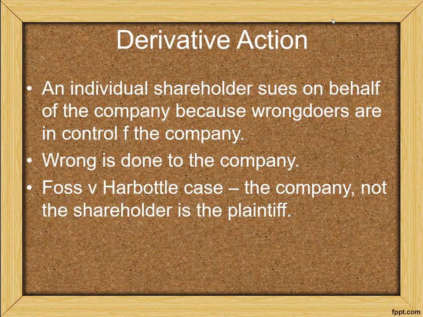Derivative action: an individual shareholder sues on behalf of the company because wrongdoers are in control of the company. So in this case, an individual has been unjustly treated and he cannot defeat the majority shareholders because they are in control. So what he can do is sue on behalf of the company, which means the focus will be on the company's benefit or best interest. The case law that we can refer to here is Foss versus Harbottle. The company and not the shareholder is the plaintiff.